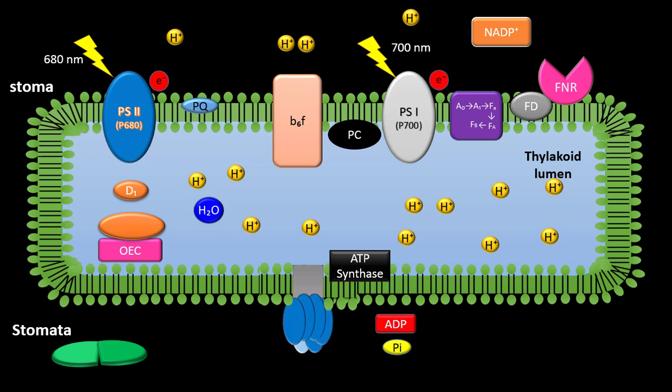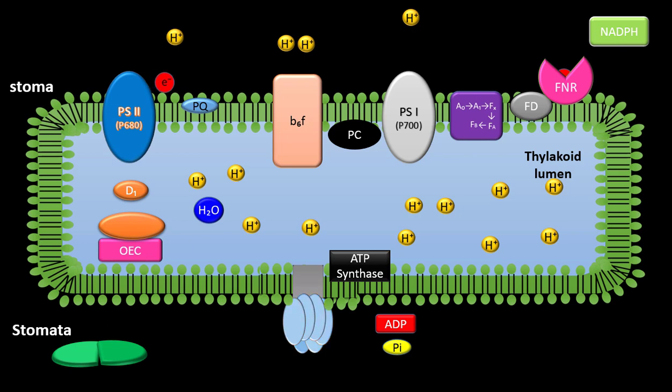And the electron from PS1 moves through an iron sulfur cluster to the ferredoxin, that is the FD, and the ferredoxin then transfers the electron to the ferredoxin NADP plus oxidoreductase, that is the FNR, and this enzyme then transfers the electron to the NADP plus to convert it to NADPH. Now the PS1 chlorophyll has a deficiency of electron.